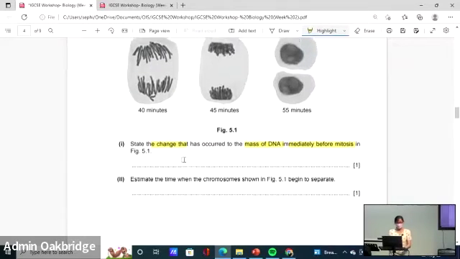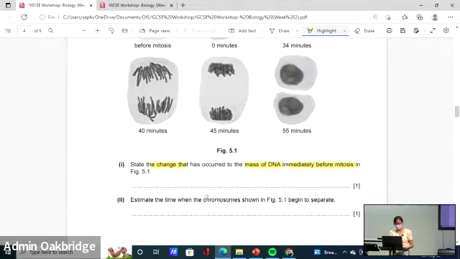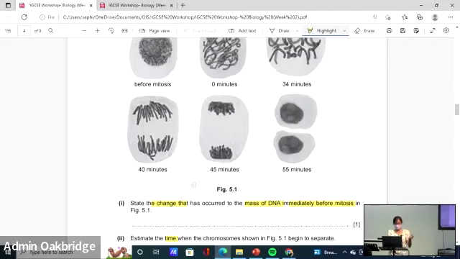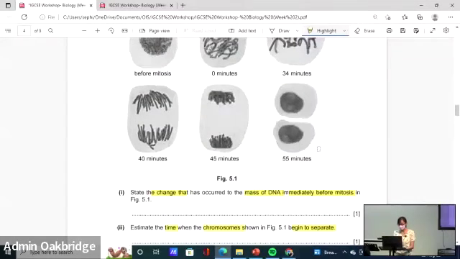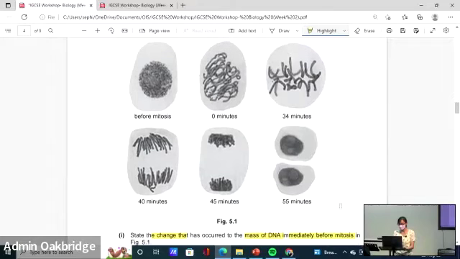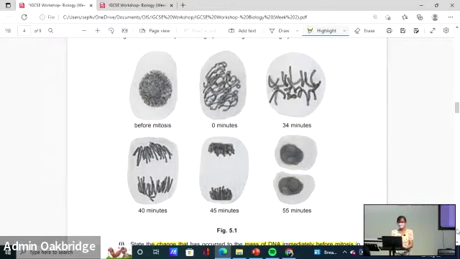Next, estimate the time when the chromosomes begin to separate. What's this question asking for? Underline important things. Time, that's what I need to tell. Time can be in minutes here because everything's in minutes here. Chromosomes separate. When did they separate? Begin or after? Okay, begin. Then you start thinking, where did the separation happen in the first place? Where did the separation happen, guys?